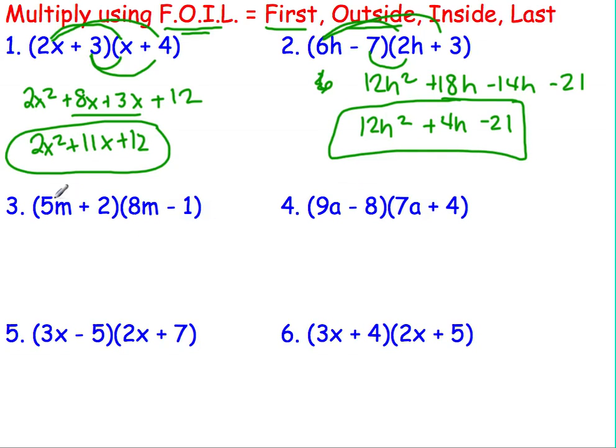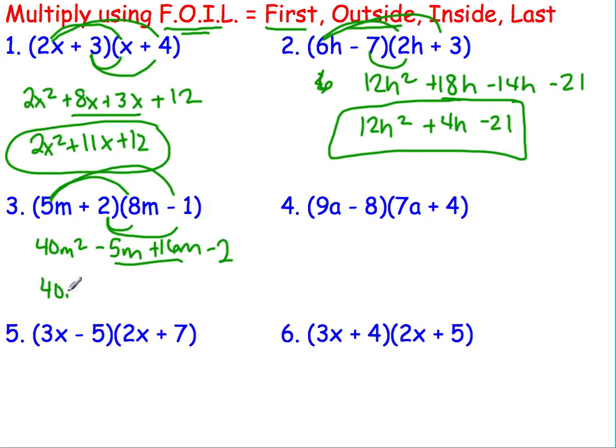Let's try this again. We'll say the first terms, that'd be 5m times 8m, which is 40m squared. Because they both have m's, we make that m squared. The outside terms, that's 5m times negative 1, which is negative 5m. The inside terms, that's 2 times 8, which is 16m. And the last terms, which would give me negative 2. I'll combine my middle terms because they're both m's. So that's 40m squared plus 11m minus 2.